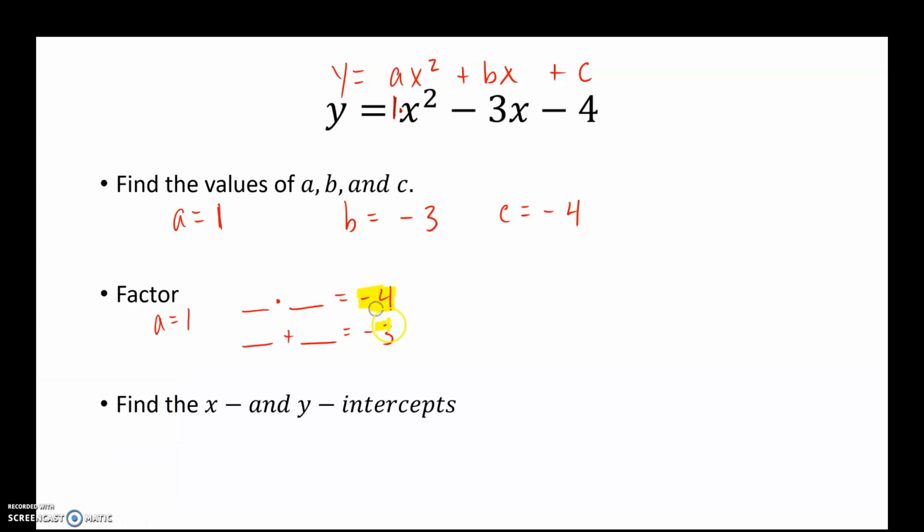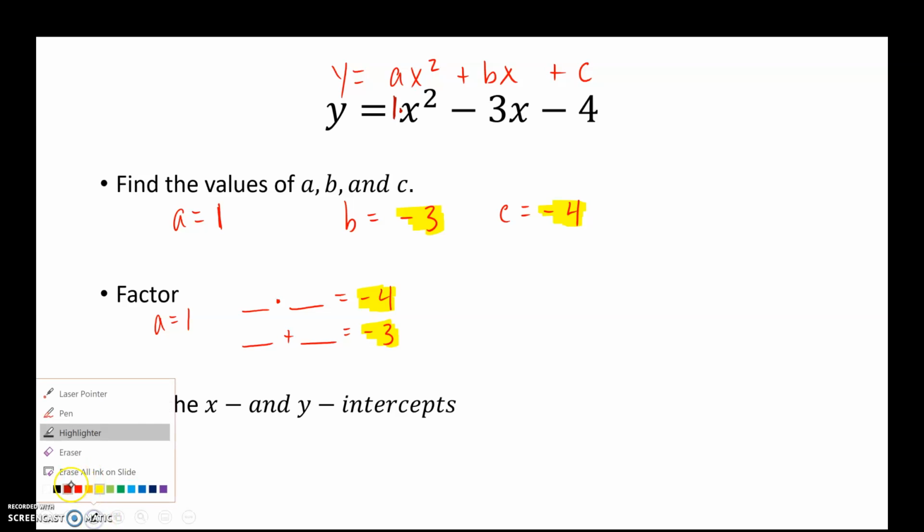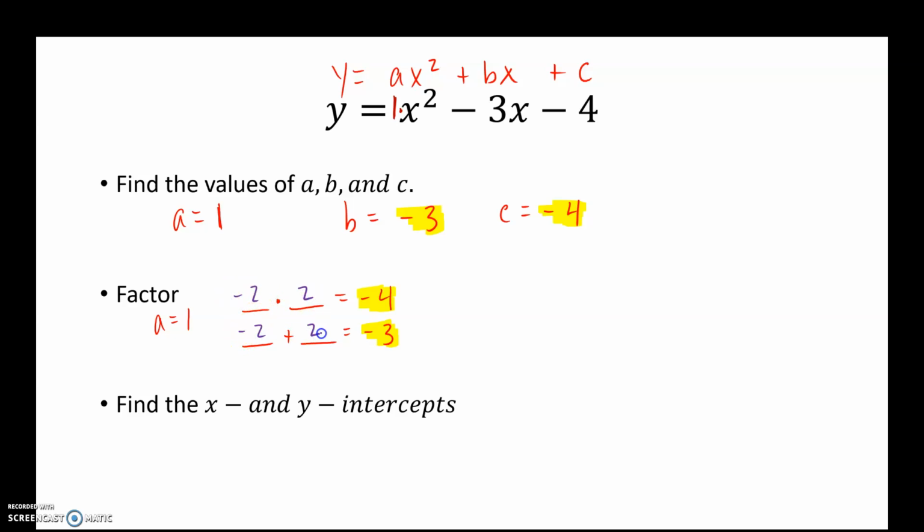And where do these values come from? They are exact values for b and c. So two numbers that multiply to -4 and at the same time add to -3. Factors of -4. So I could do -2 and +2, but -2 plus 2 does not equal -3. So that's not going to work.